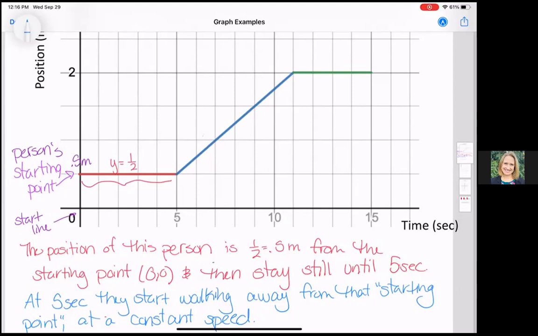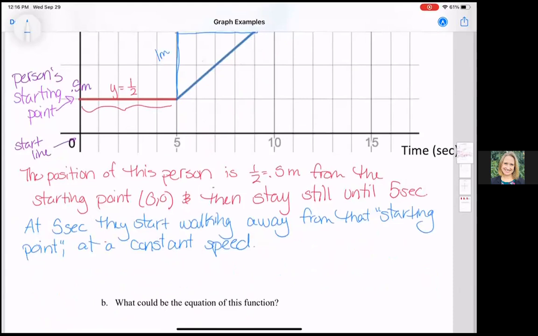And we'll put in what that speed is. Well, actually we could read that now from the graph. Our speed is going to be the change in position, so this is going to be 1 meter, over the change in time, and this is 4 seconds. So their constant speed is 1 meter every 4 seconds, or 1/4 of a meter per second, is how you can see that as a speed, as a rate.